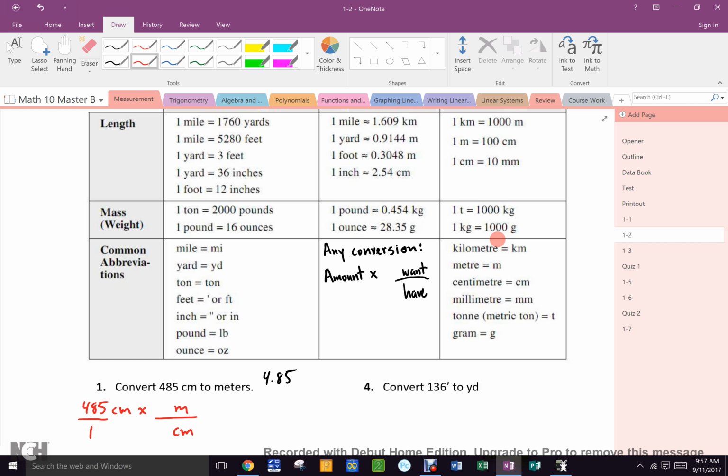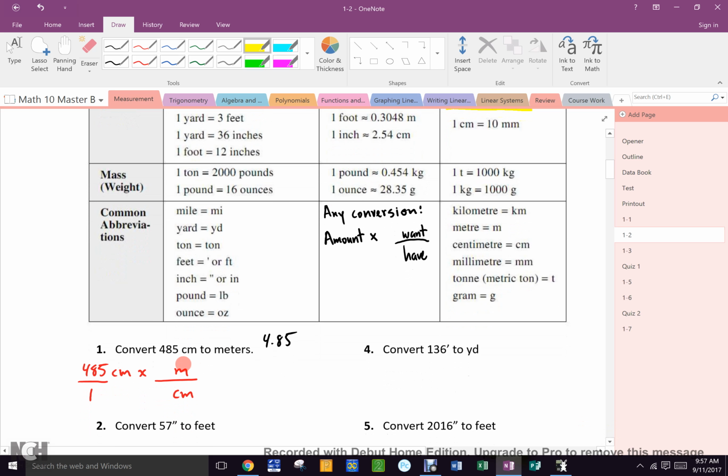Okay? We go up to our chart up here, and we already know 1 meter is 100 centimeters because we know that in our heads. But if we were doing a measurement that we didn't know, we'd find it on the chart. Okay? And we see it right here, yes? 1 meter, 100 centimeters. So I go to my fraction here, and I see meters. That gets the 1, and that gets the 100.